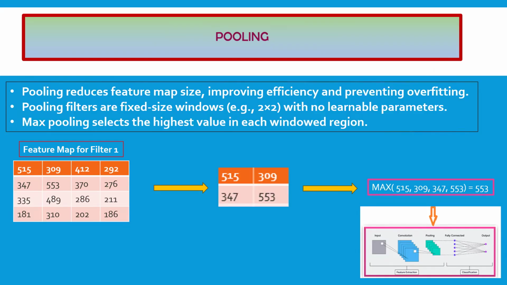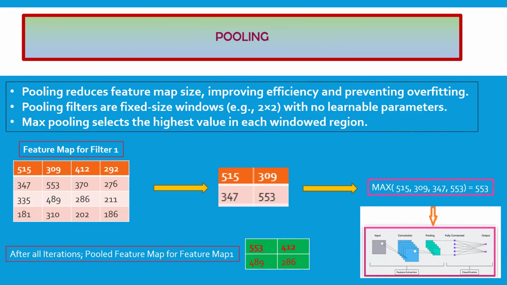And that repeats the operation on a 2 by 2 block. After processing the entire feature map like this, we get a new smaller matrix. For example, if the original feature map was 4 by 4, after applying 2 by 2 max pooling, the size reduces to 2 by 2. This smaller matrix is our pooled feature map, and it retains the most significant features while reducing the spatial dimensions. So after applying the 2 by 2 max pooling operation, a 4 by 4 feature map is reduced to a 2 by 2 pooled feature map.